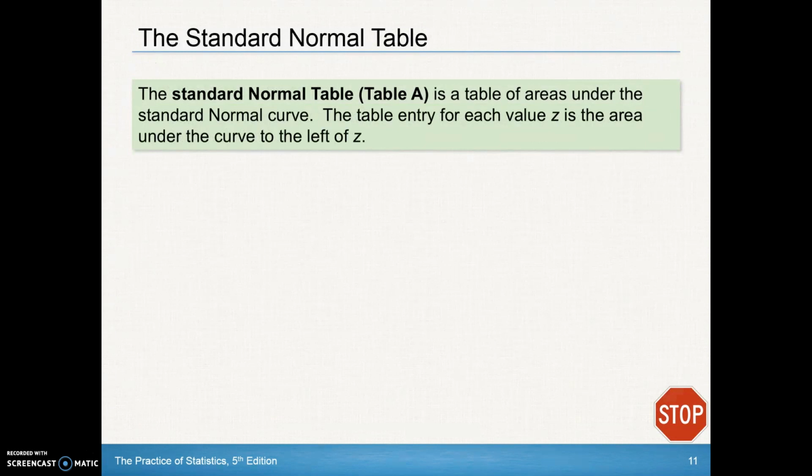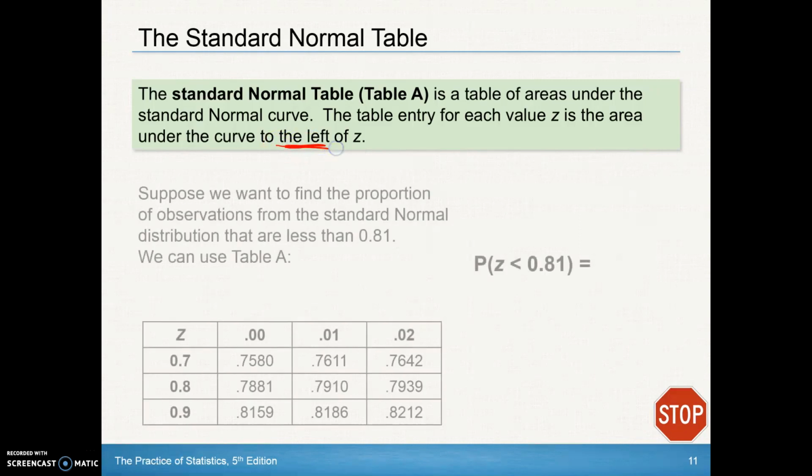And we can find those areas under the curve by using Table A. Your teacher should be able to provide you that, and it's the first table that's in the packet. It's also in the back of your textbook in an appendix. And it's simply a table of areas under the standard normal curve. So to look at an example, the table entry for each value z is the area under the curve to the left of that value.